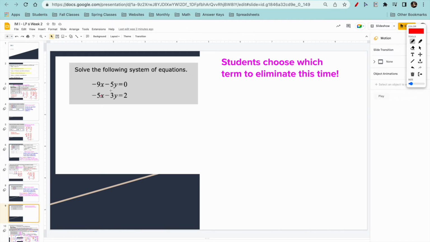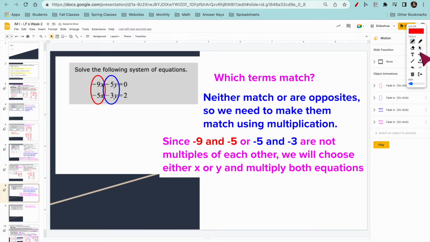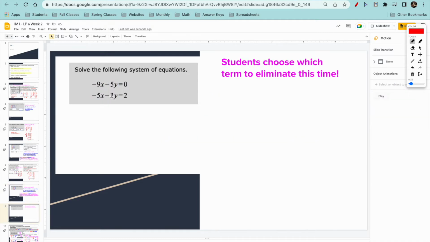Or I could choose, whoops, I accidentally marked it. I was trying to clear that out. There we go. And then if I did 5 and 3, well, again, the lowest common multiple there is 15. So let's go ahead and look at 5 and 3.